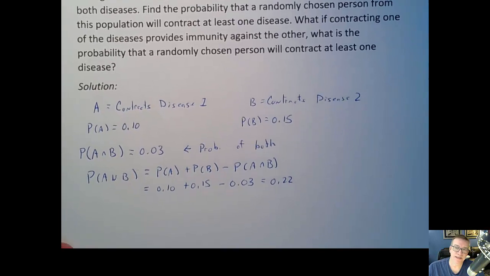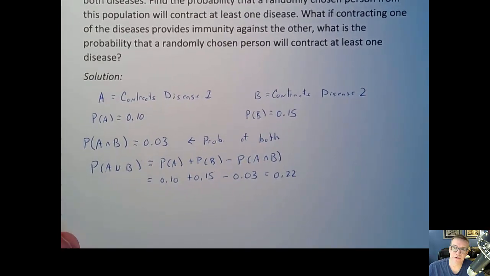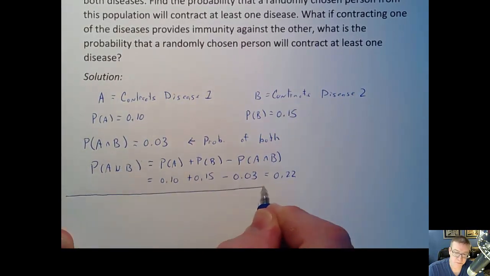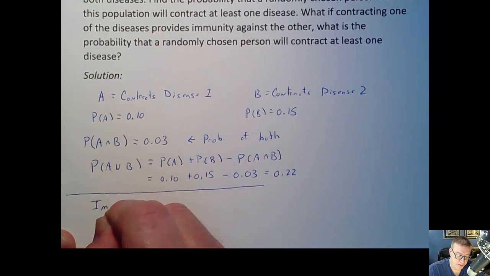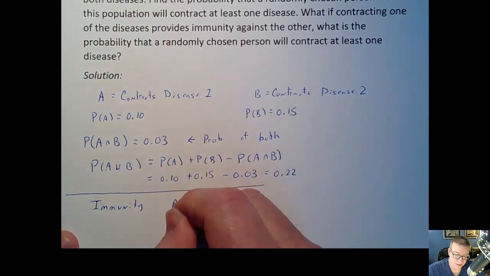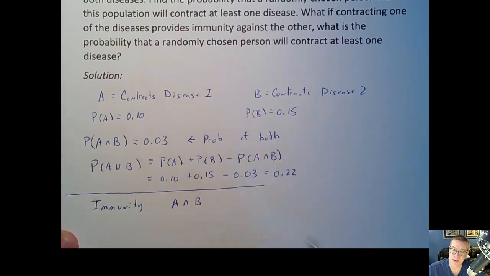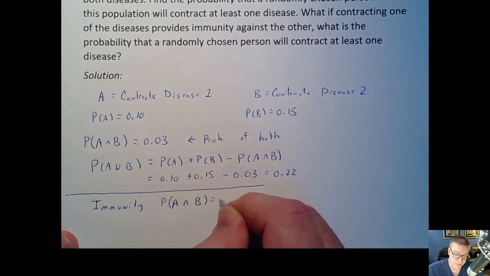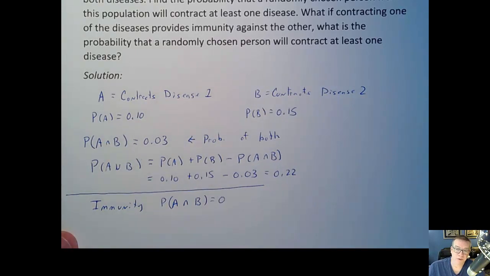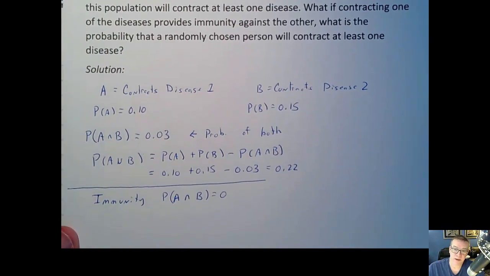Well, what if contracting one of the diseases provides immunity against the other? Let's think about what that means. So under the case where we get immunity, if one of the diseases provides immunity against the other, what that means is that the probability of A intersect B is going to be 0. Because you can't get both diseases in that case.